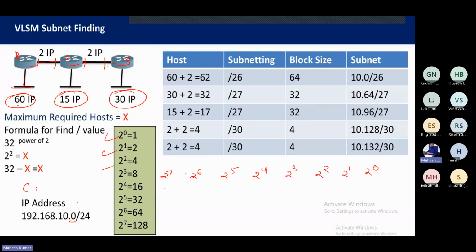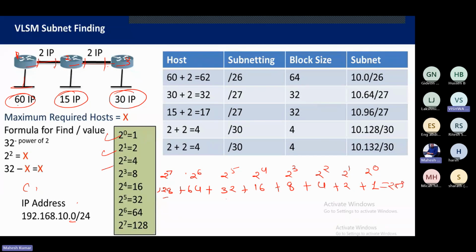So 2 to the power 7 means 128, plus 2 to the power 6 means 64, plus 2 to the power 5 means 32, plus 2 to the power 4 means 16. 2 to the power 3 value will be 8, 2 to the power 2 value will be 4, 2 to the power 1 value will be 2, and 2 to the power 0 value will be 1. So 128 plus 64 plus 32 plus 16 plus 8 plus 4 plus 2 plus 1 equals 255.